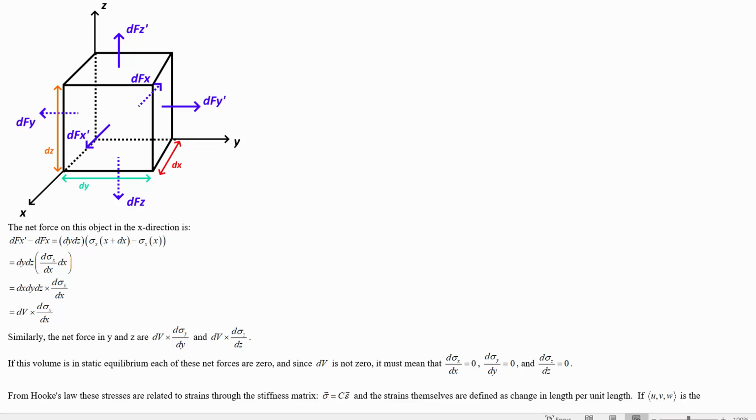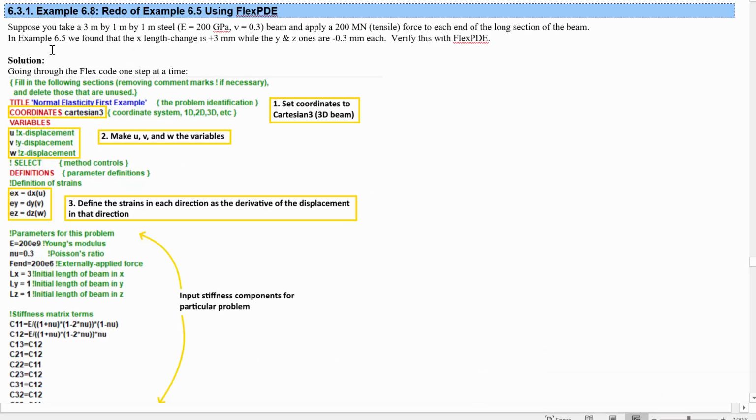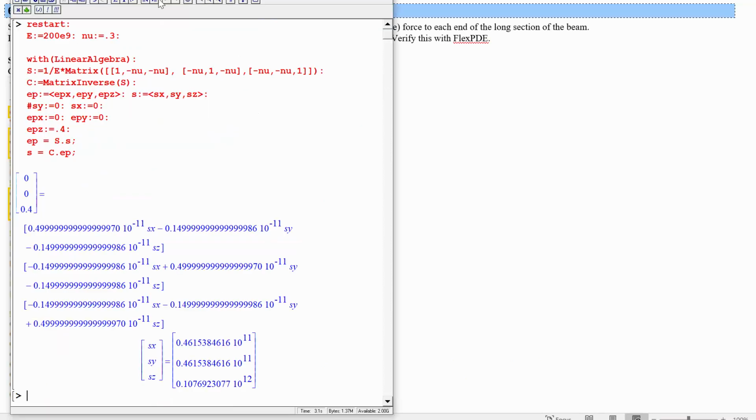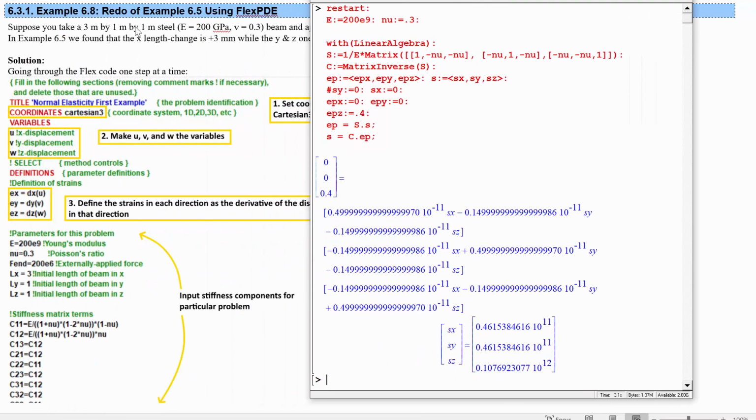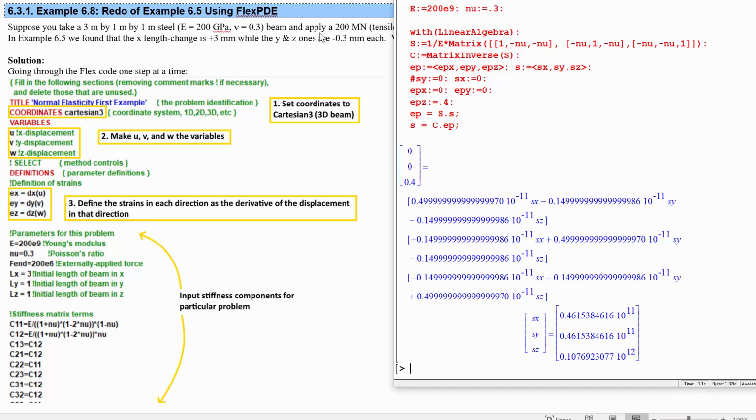So we definitely need to set up our problem to have no shear stress this week for the calculation to be right in FlexPDE. All right, so let's go and change up the FlexPDE and the Maple code to solve this problem directly. So what we need is to be dealing with a 3 meter by 1 meter by 1 meter steel beam that we are applying a stress of 200 meganewtons in X. So this tells us that Sy is 0, Sx is 200E6, and Sz is 0.